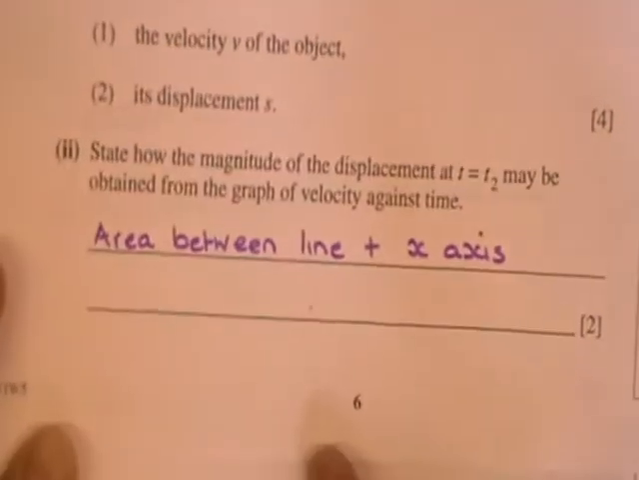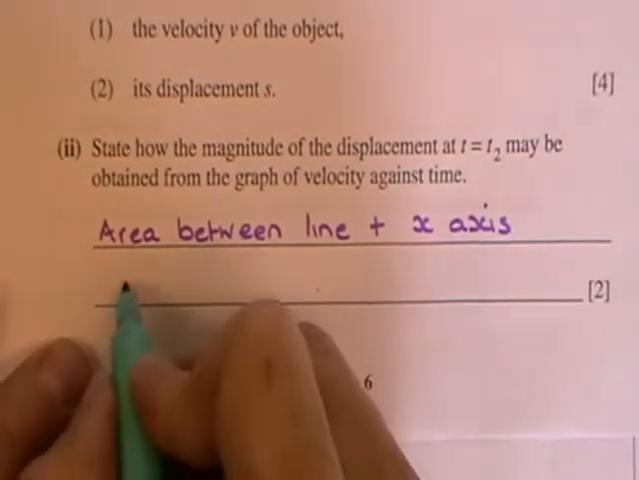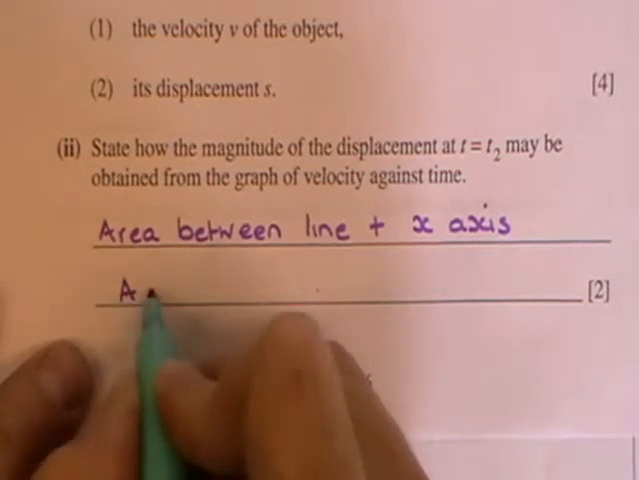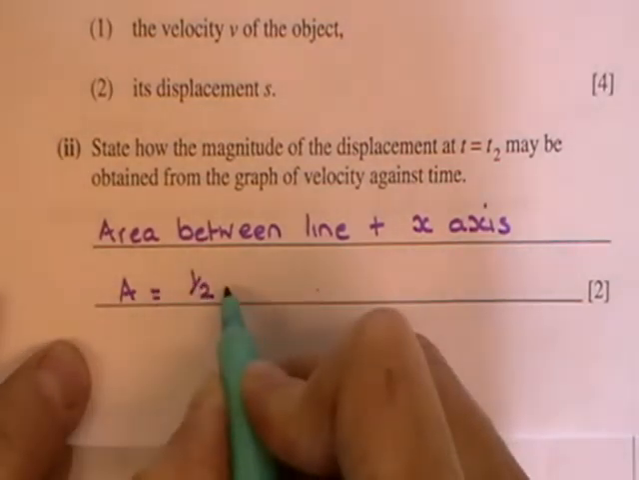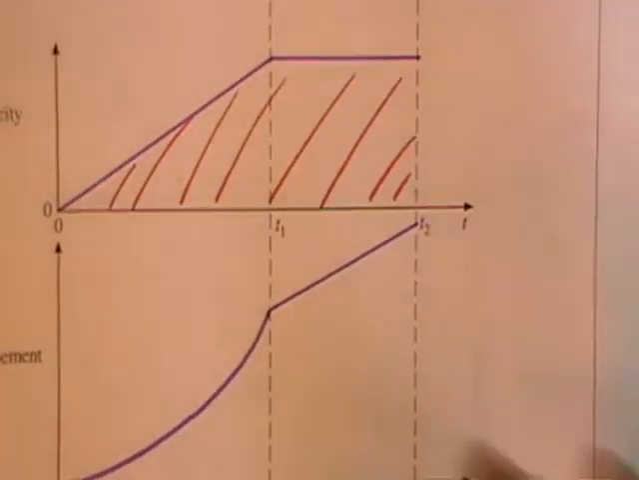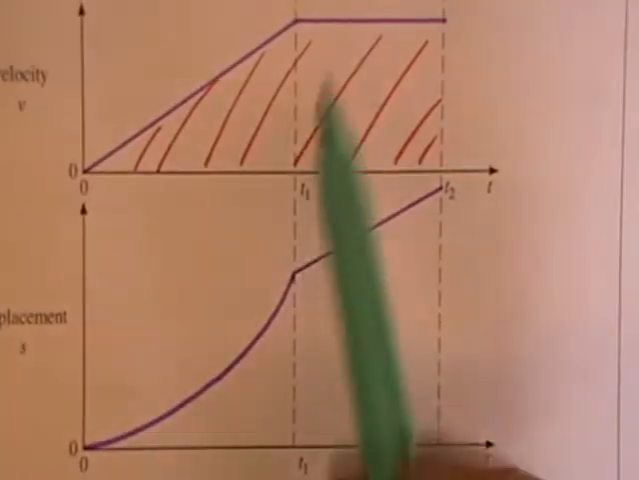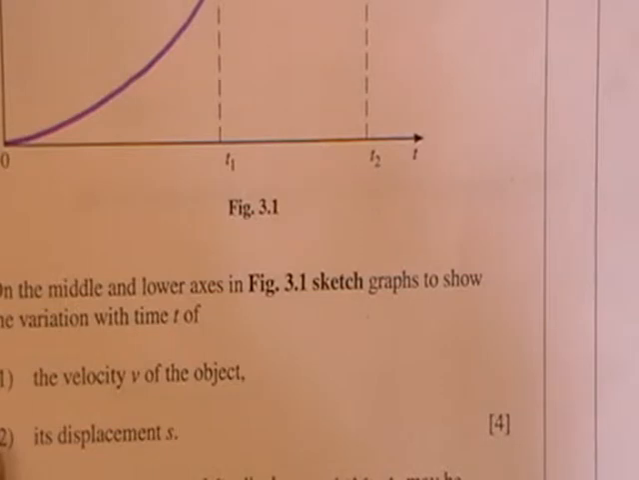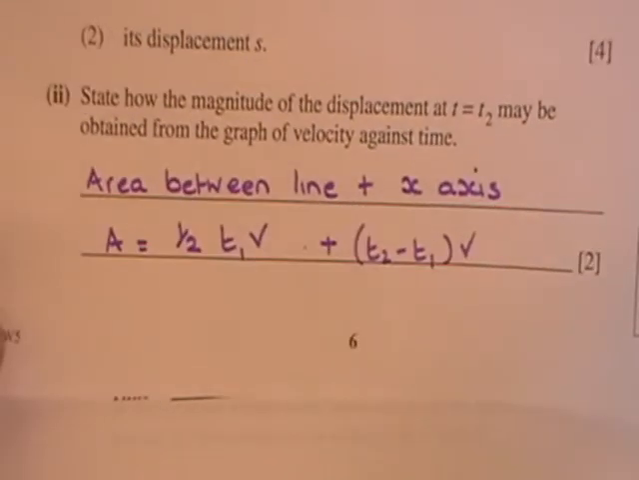You could go a wee step further and explain how to get it. You could say area is equal to half the base, which is t1, so it's half t1 times the height, which is v, plus this bit here, which is a rectangle, so the base is t2 minus t1 times v. And that's another way that you could write that area there.